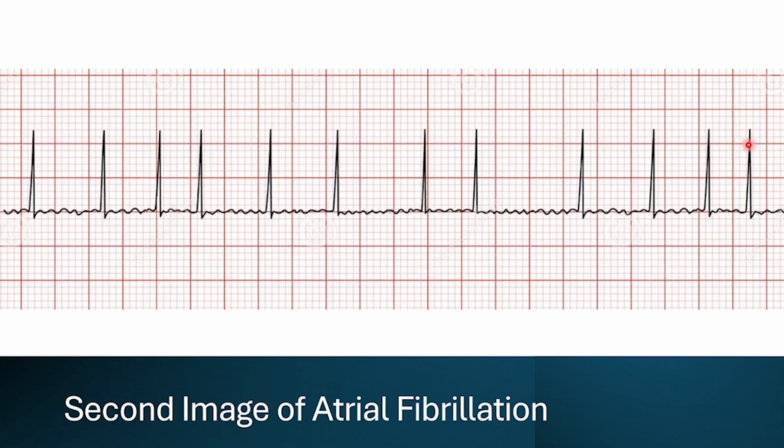If this, for instance, was a 6-second strip, it'd be 1, 2, 3, 4, 5, 6, 7, 8, 9, 10, 11, 12 times 10. That's going to be a heart rate of approximately 120 beats per minute. So 12 times 10, that's going to be 120 beats per minute.